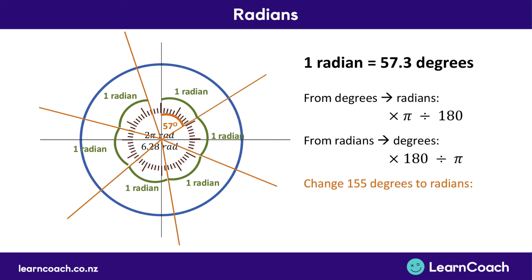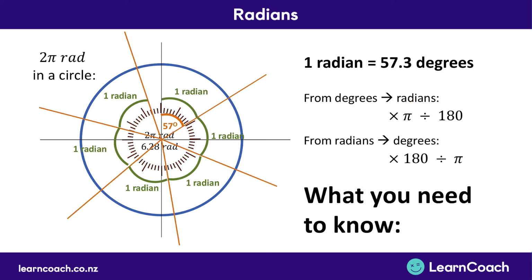Or if you got asked to do the opposite, so you had 155 degrees and you need to change it to radians, you'd use this top formula because you're going from degrees to radians. So you'd get 155, your degrees, and then you'd multiply it by pi and divide by 180. You put that in your calculator, you'll get 2.7 radians.